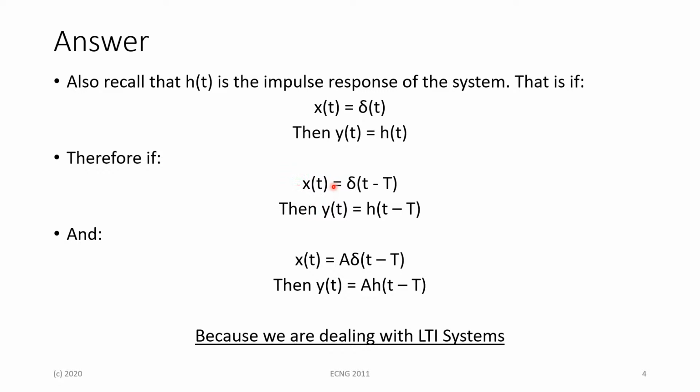Similarly, if we had x of t being a shifted impulse, meaning that we delayed it or advanced it by capital T seconds, and then we convolved it with that same h of t signal, the end result would be an h of t signal shifted by T seconds. Also, if we amplitude scale it and time shift it, the amplitude scaling and the time shifting will be applied to the h of t signal accordingly.